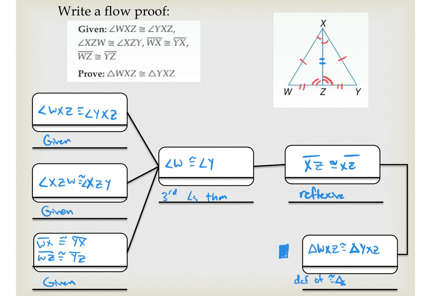Here is our first proof. Remember, when you're trying to prove triangles are congruent, right now, the only way we know how to do that is by the definition. And the definition states that when all 6 pieces are congruent, then the triangles are congruent. So you have to prove all 6 pieces.